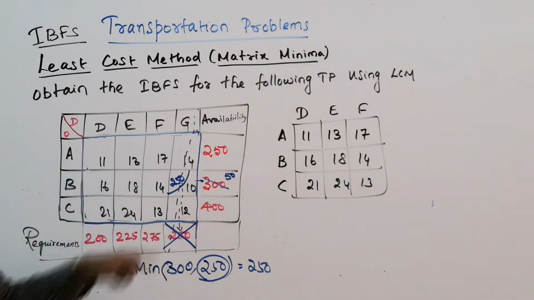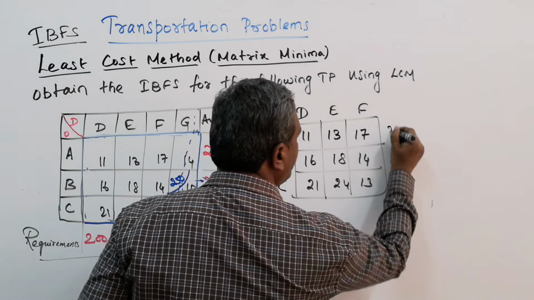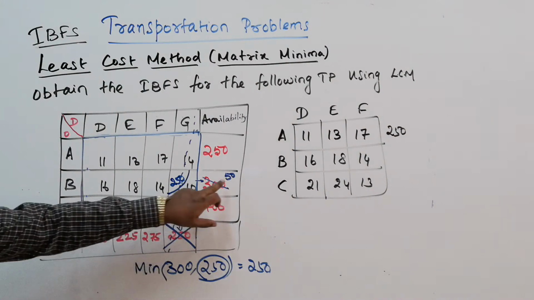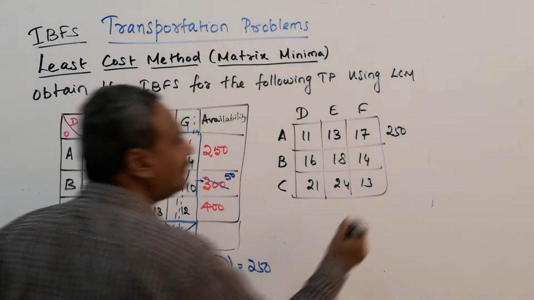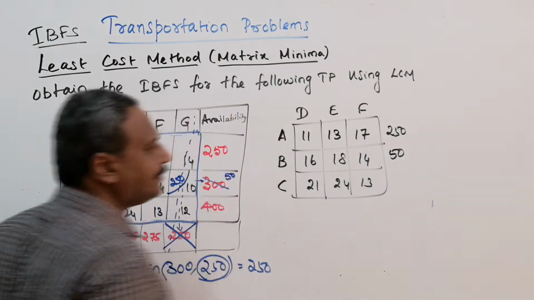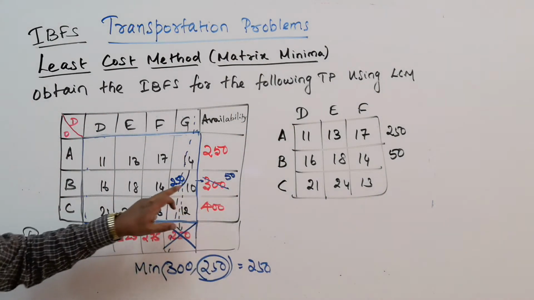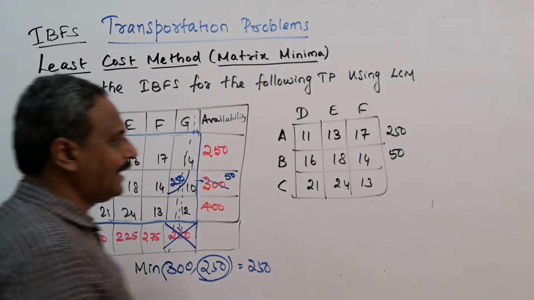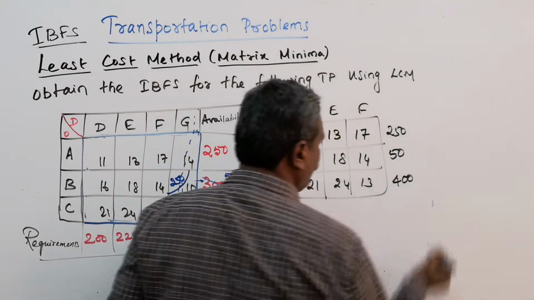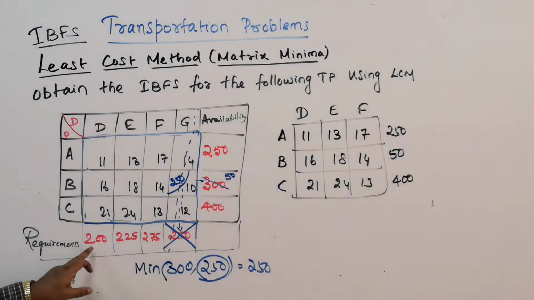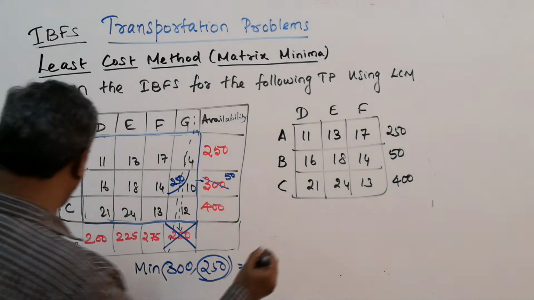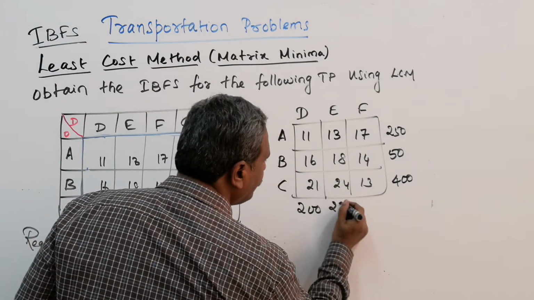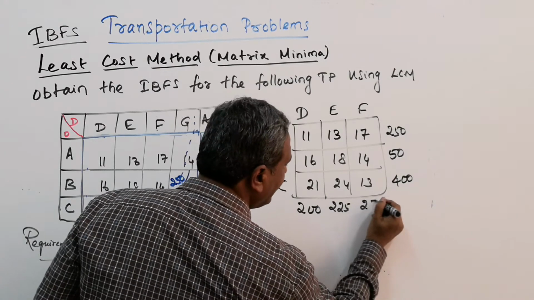Now I am going to check the availability. Here in A there is no change. I am having all the 250 quantities. But when I come to B, I am having only 50 quantities available. This is the one which is remaining, because already out of 300 I have allotted 250, so I am having balance 50. Next I am going to check here. I am having all the 400 quantities as it is. I am going to check the requirement. This is 200, this is 225 and 270.